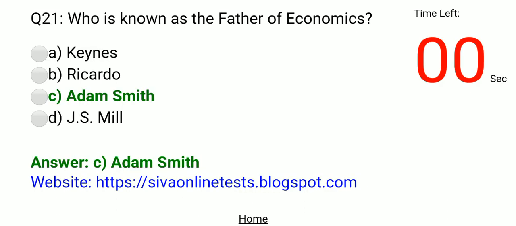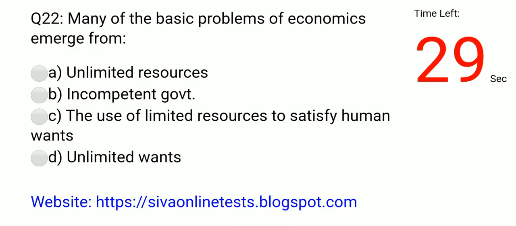Answer. C. Adam Smith. Question 22. Many of the basic problems of economics emerge from. Options. A. Unlimited resources. B. Incompetent government. C. The use of limited resources to satisfy human wants. D. Unlimited wants.